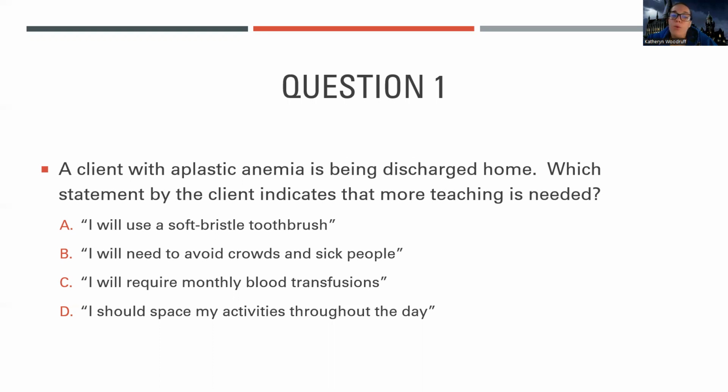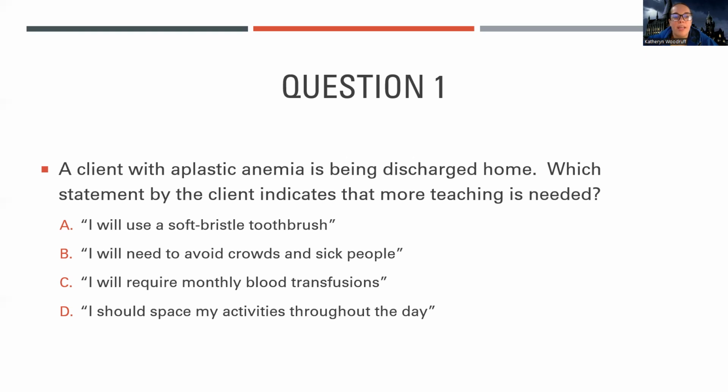Answer choice 1 says, I will use a soft bristle toothbrush. First I have to know about aplastic anemia and what type of anemia this is. If you remember, in aplastic anemia, the A means without, and so they are without all their types of cells. So they have low white blood cells, low red blood cells, low platelets. They have low of everything.